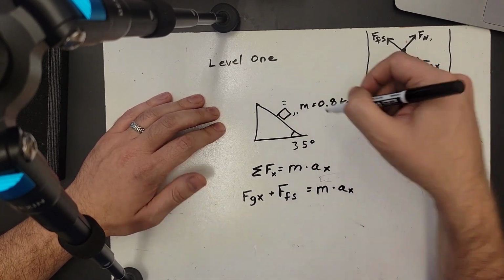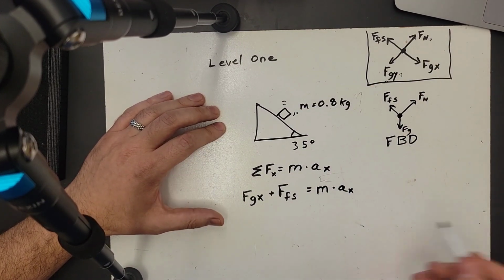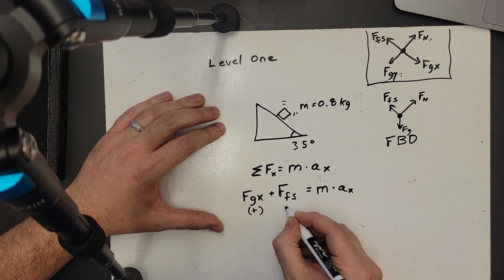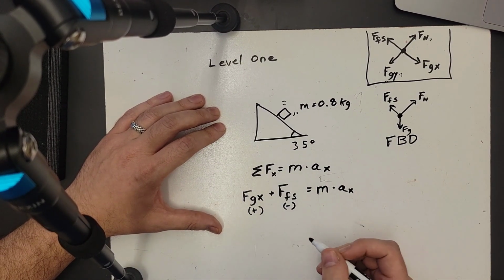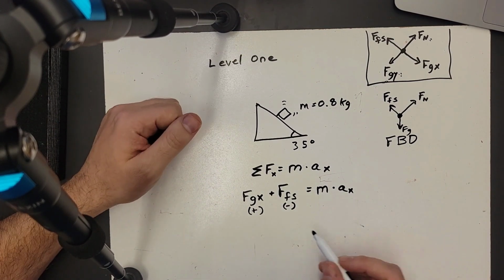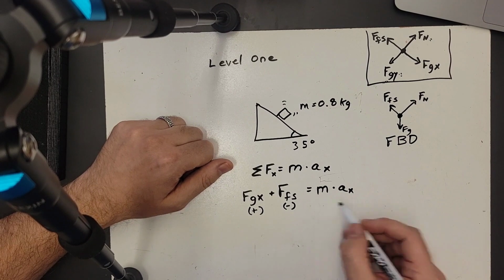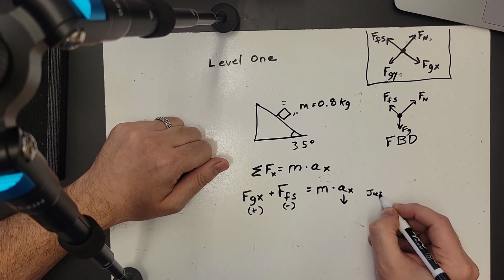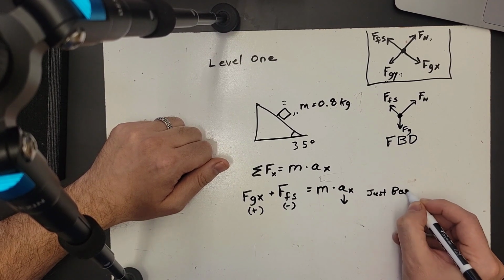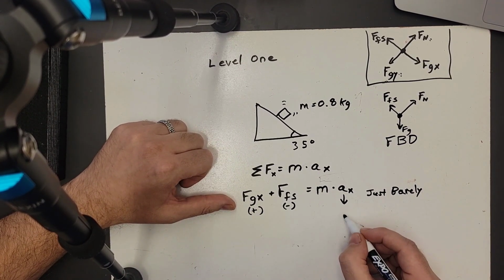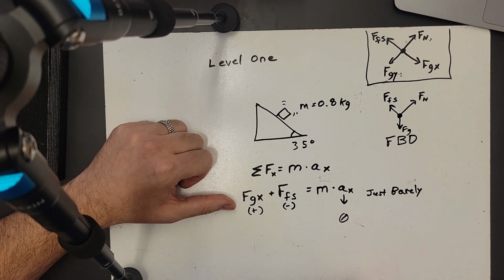All right, now I got to decide which direction is positive and which direction is negative. I'm going to call this positive and this negative. Again, it doesn't matter. Especially not in this case particularly, because if it's just barely moving, that means that acceleration is 0.